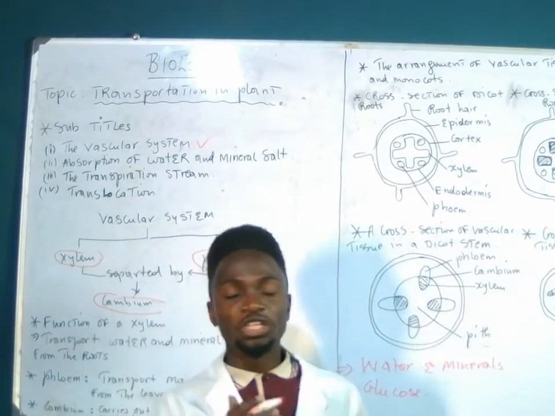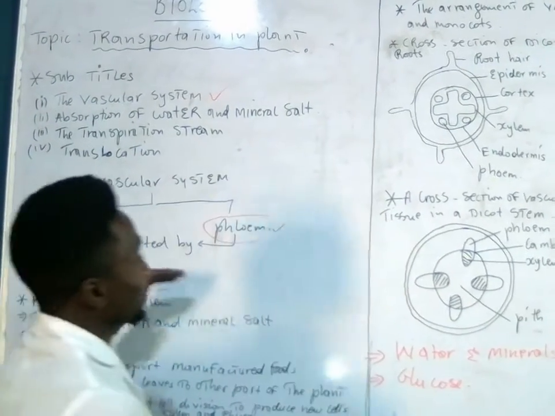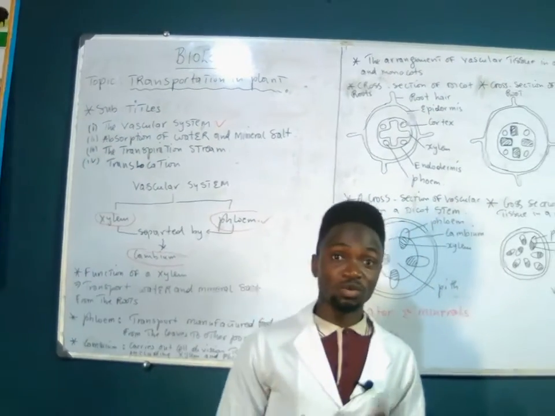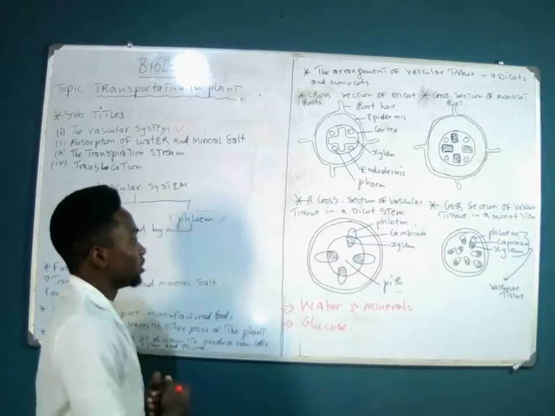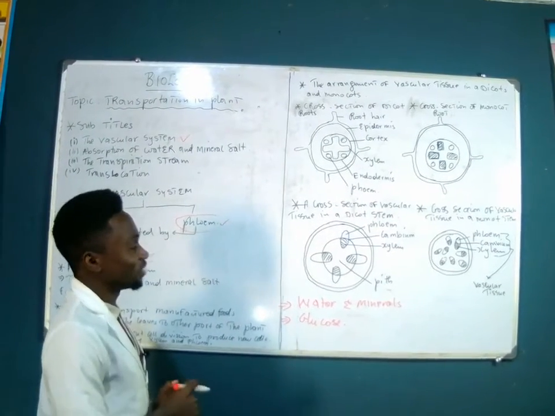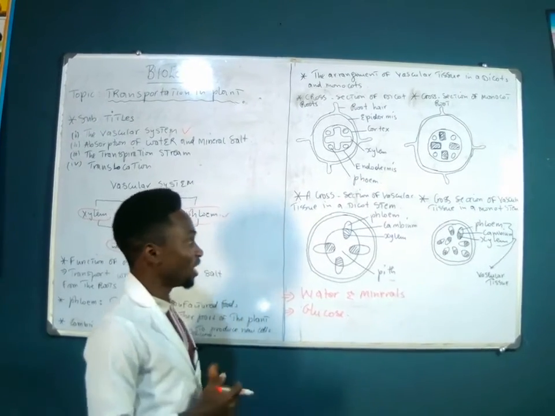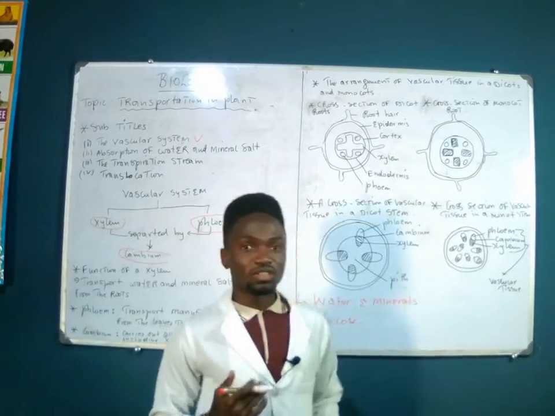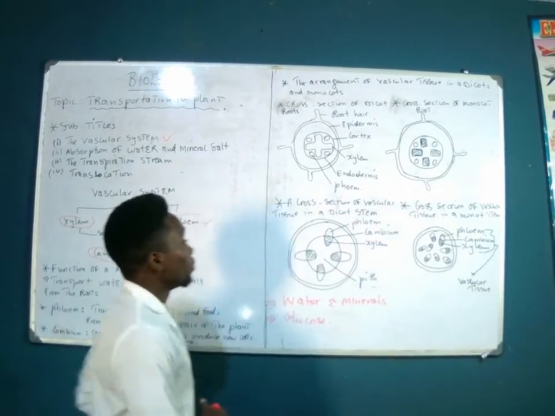Okay, so you need to know that the way the vascular system looks in the stem is not the way it looks in the roots. They look different, and most of the time the examiners like to bring that up, and they ask you to identify where a certain vascular tissue is taken from.